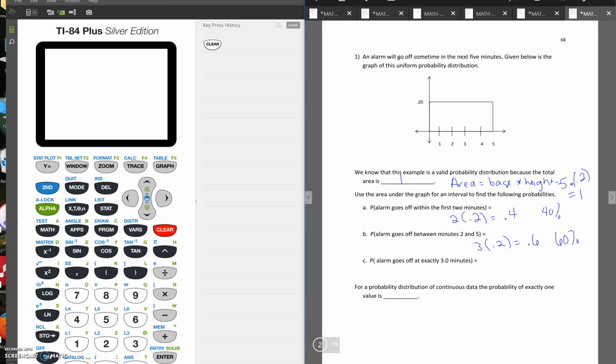So drawing this, exactly 3 minutes would be that instant, and that rectangle has no width at the instant just 3. So this is 0. Whenever you have exactly one time in a continuous probability distribution, the probability is 0. And that's what this next sentence says. For a probability distribution of continuous data, the probability of exactly one value is 0.